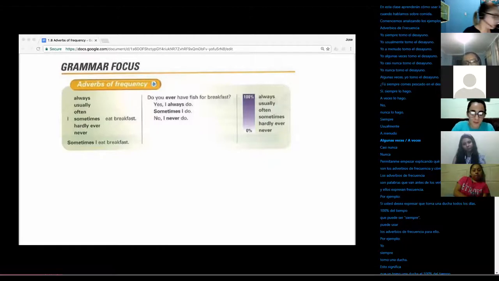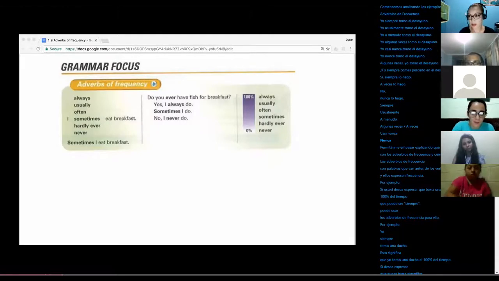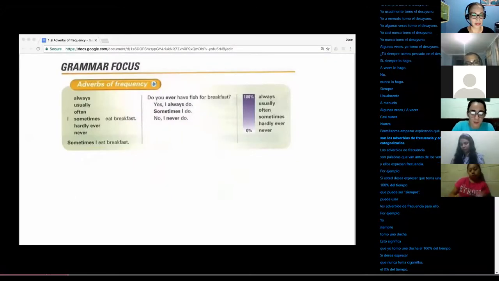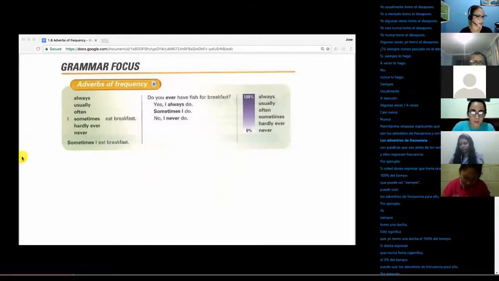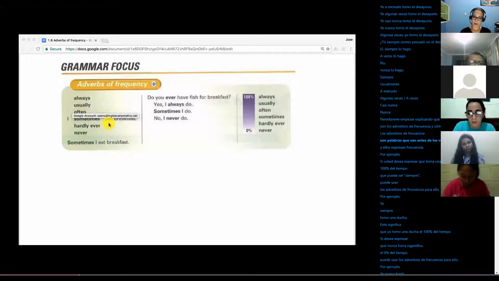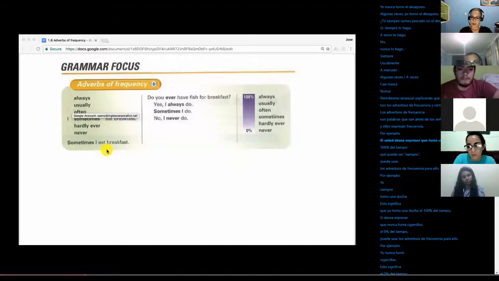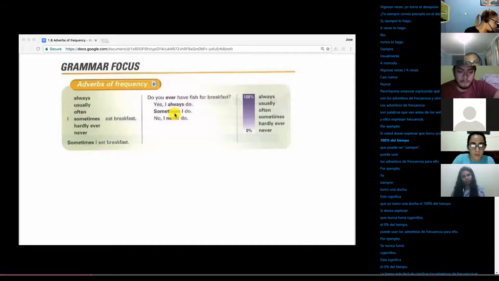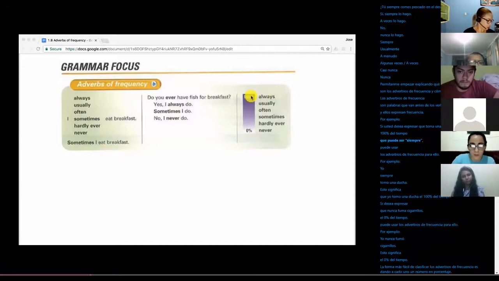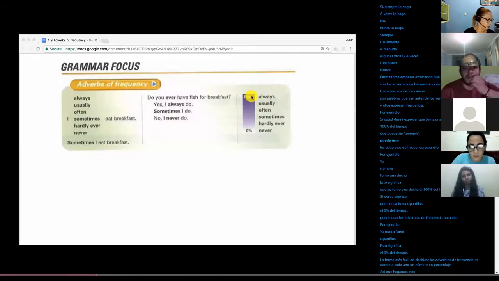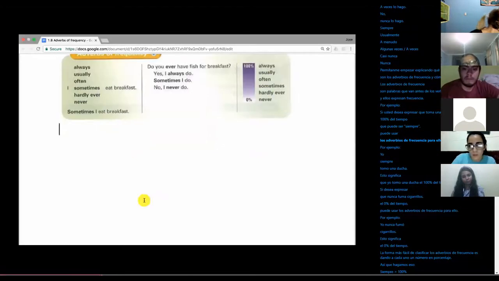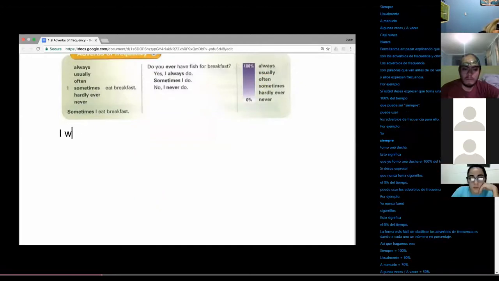Always. Usually. Often. Sometimes. Hardly ever. Never. Let me start by explaining what adverbs of frequency are and how we can categorize them. Adverbs of frequency are words that come before the verbs, and they express frequency. For example, if you would like to express that you take a shower every day, 100% of the time, that will be always, you can use adverbs of frequency for that. For example, I always take a shower.